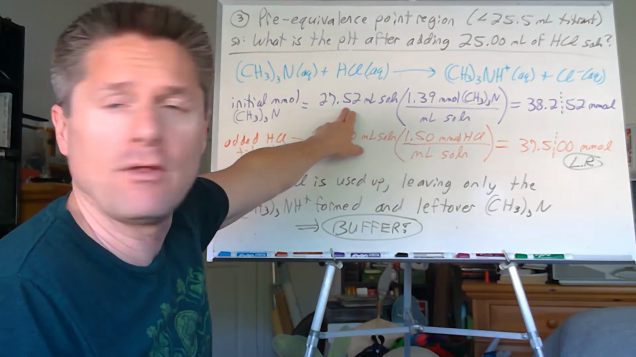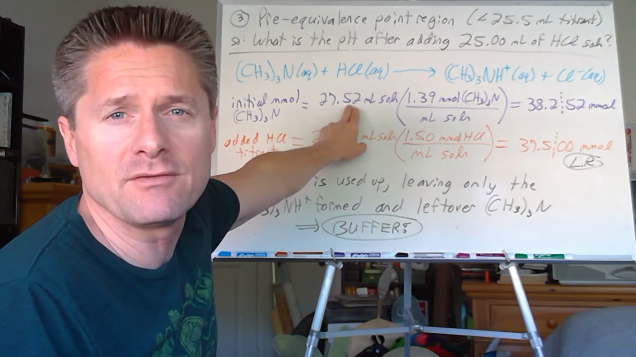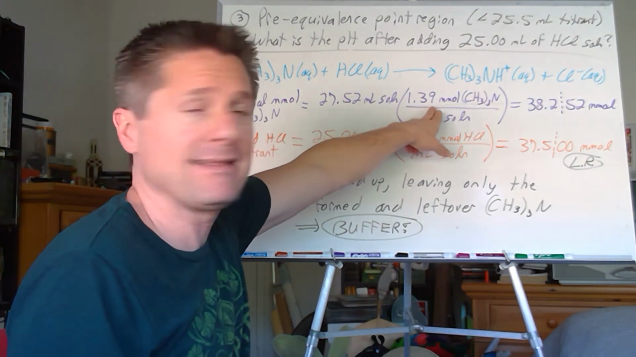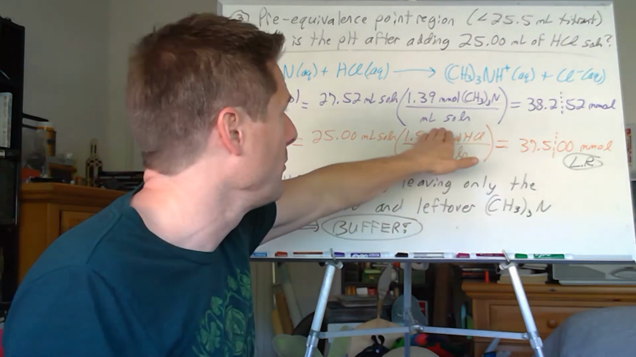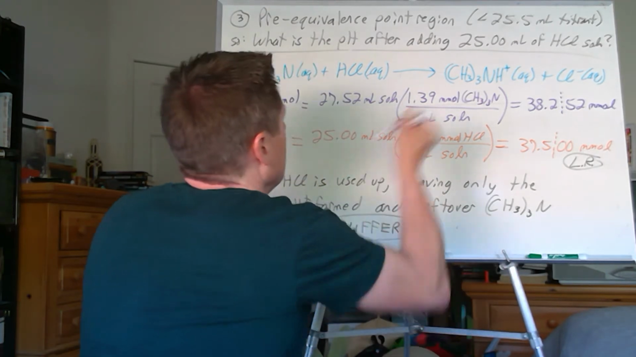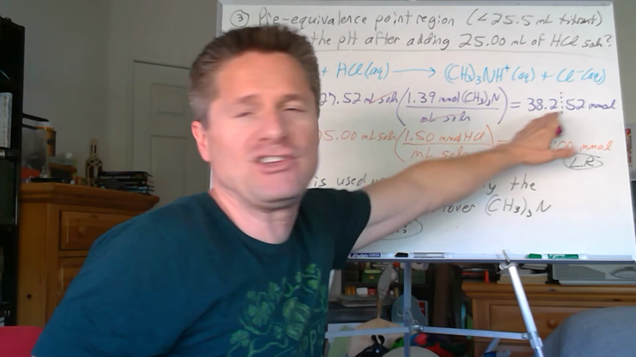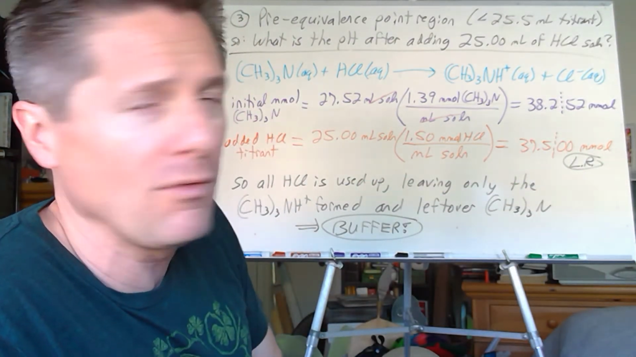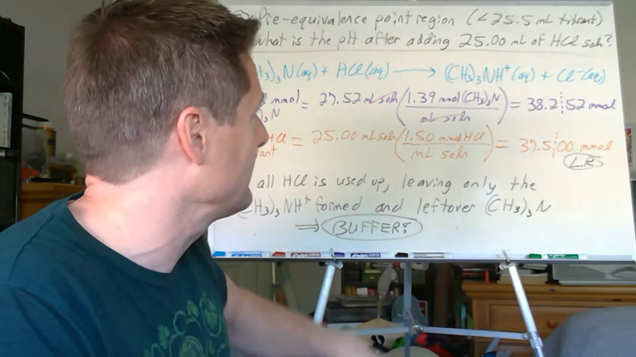Let's take the starting volume of our trimethylamine solution, 27.52 milliliters of solution there. Multiply it by its concentration, 1.39 millimoles of the trimethylamine solute per milliliter solution. Milliliters of solution cancels out. Bye-bye. To 3 significant digits, I get 38.252 millimoles of trimethylamine. That's how much we got starting in that Erlenmeyer flask.